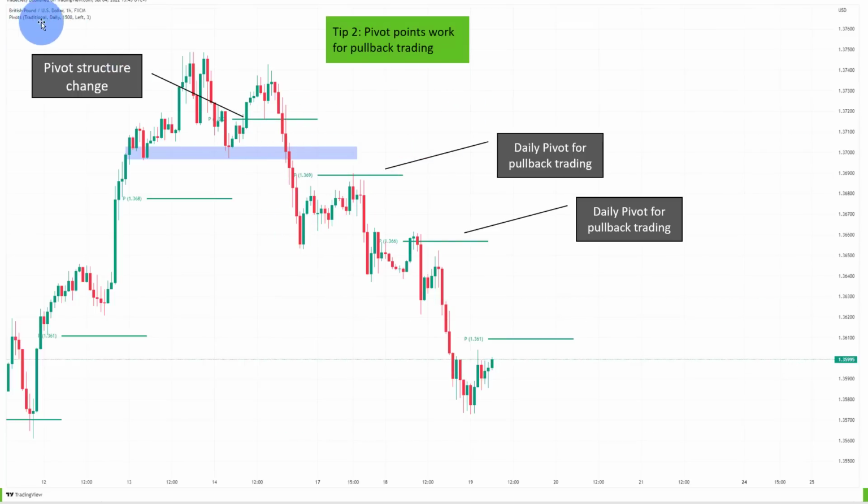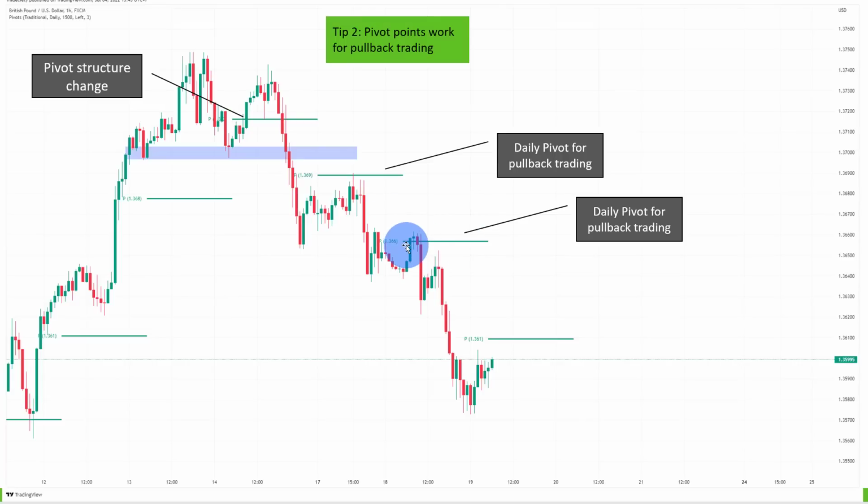I am using here the daily pivot point on the 1 hour, and you can see that we have a pivot structure change on the left side. When the market is in an uptrend, you can see the market is trading above this pivot point here, the green line. But as the market changes from a bull market to a bear market, the pivot structure also changes. You can see here, after we made the lower high, the market dips below the pivot, and then we start retesting the pivot from underneath. So now the pivot is becoming resistance, whereas previously it was support.